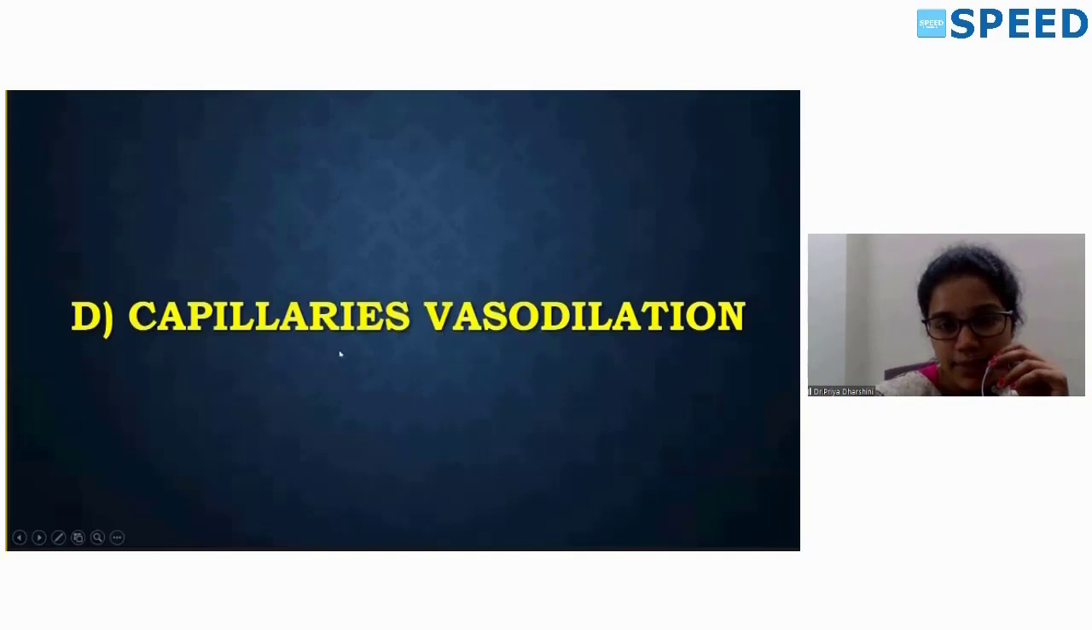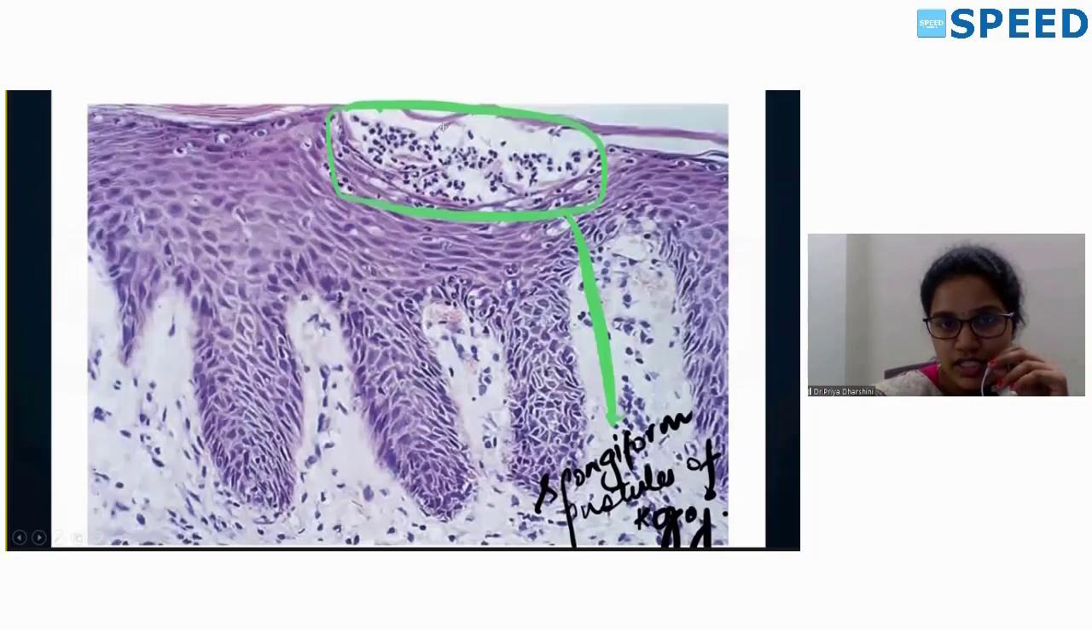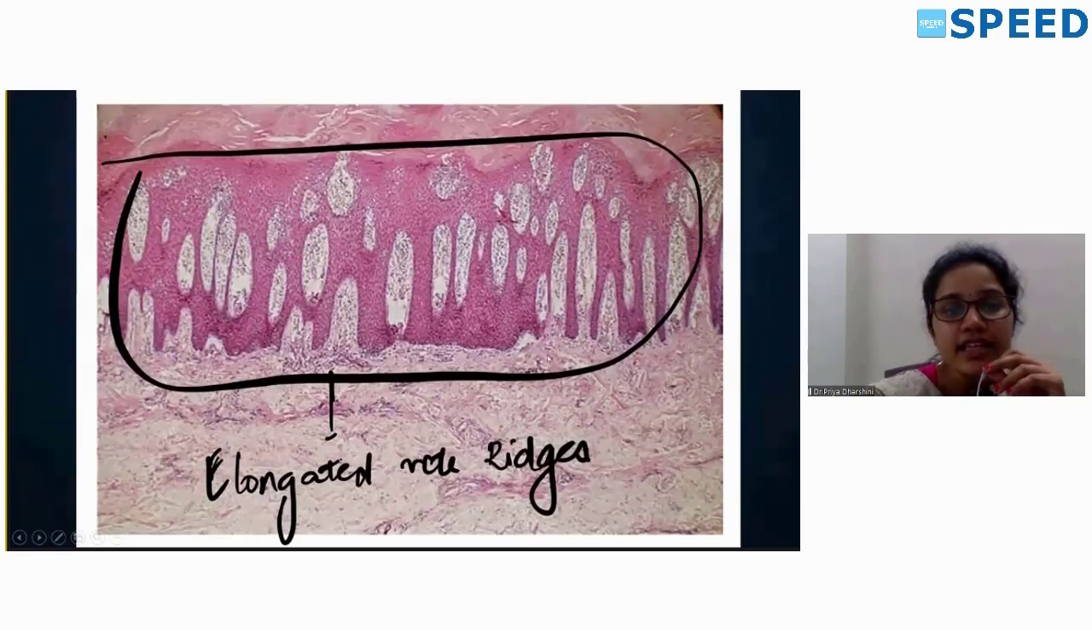So the earliest finding is capillary vasodilatation. Pustules in the stratum corneum are called Munro microabscess, and pustules in the Malpighian layer are called spongiform pustules of Goodhart, and elongated rete ridges will be there. This appearance of elongated rete ridges is called camel foot appearance.